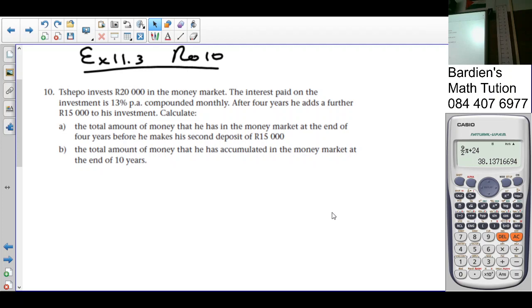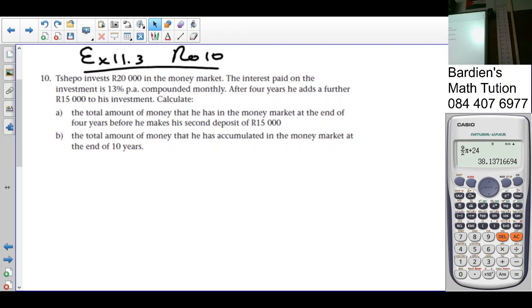Okay, so for 11.3, number 10. Invest 20,000 rand in the money market. The interest paid on the investment is 13% compounded monthly. After 4 years, he added a further 15,000 rand to his investment.